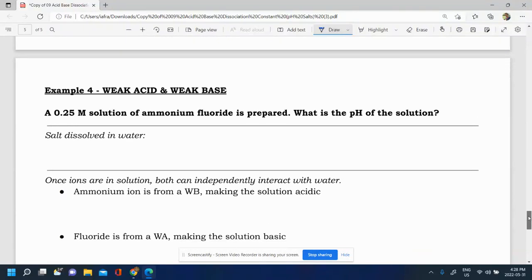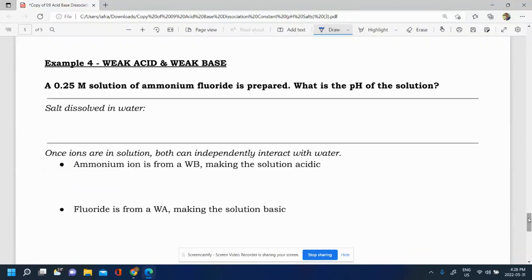In this video, we're going to take a look at a salt where the salt is derived from a weak acid and a weak base. In previous videos, we saw that one component was derived from a weak component and one from a strong. There it was pretty straightforward because we just made an ICE table with whatever was derived from the weak component. Now we're going to take a look at a weak acid, weak base salt. So here we have ammonium fluoride.